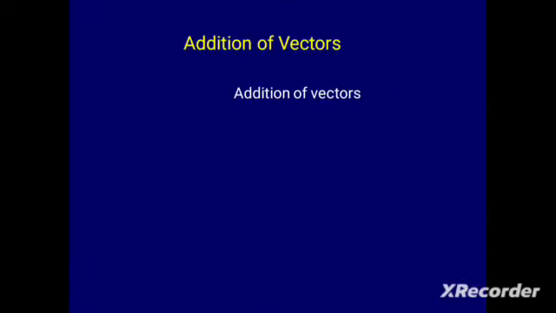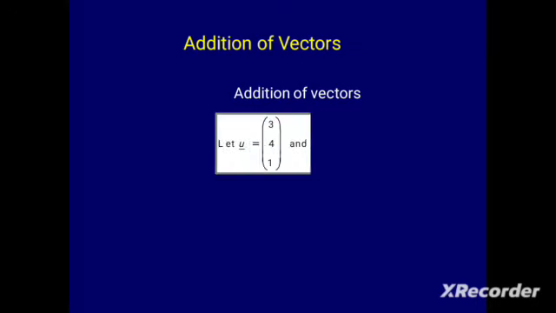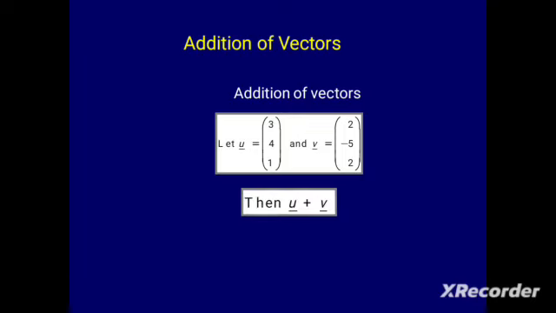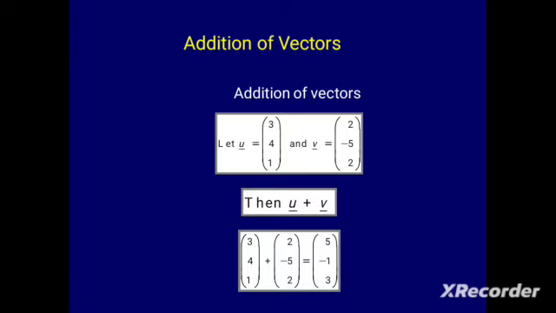So let's move to addition of vectors. Under addition of vectors, we let vector u be 3, 4, 1 and vector v be 2, negative 5, 2. Therefore, vector u plus vector v is 3, 4, 1 plus 2, negative 5, 2. And now the answer is 5, negative 1, 3.